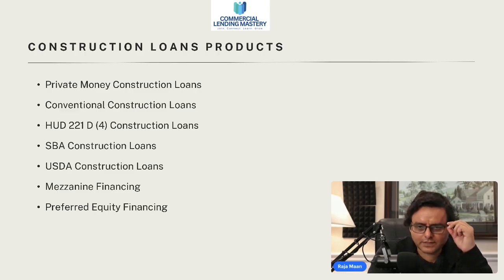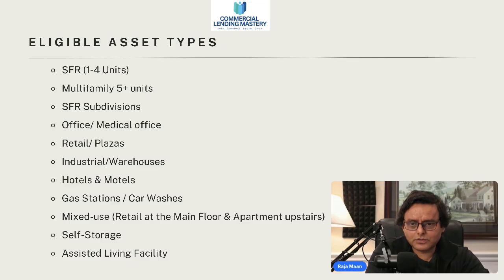Preferred equity is basically you're selling your equity, and they're usually expensive because they're second lien, like a second TD, loans, and usually they're private loans. So let's go to the second page, the next page, eligible asset types. A lot of lenders do many other things, or we focus on a few things.